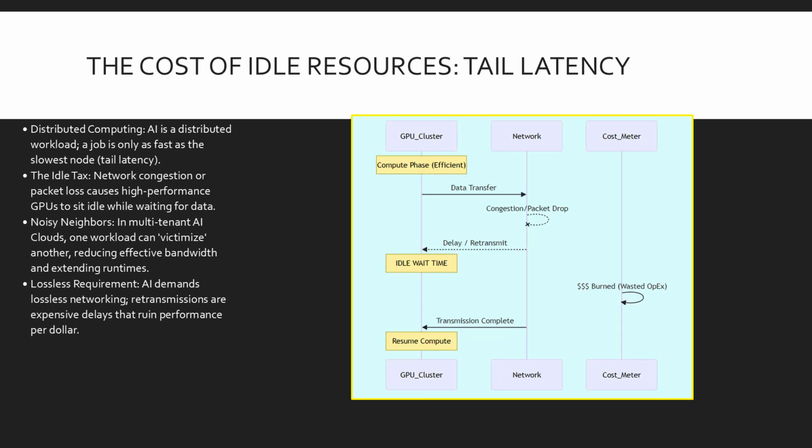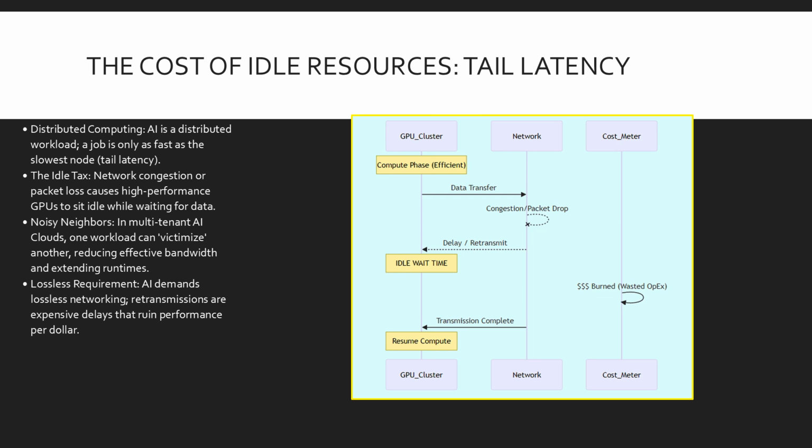The biggest enemy of performance per dollar is the idle tax. Because AI is a distributed computing problem, hundreds of GPUs must synchronize constantly. If the network introduces tail latency, meaning the last packet arrives late due to congestion, the entire cluster waits, forcing expensive GPUs to sit idle. In multi-tenant environments, noisy neighbors can consume bandwidth and victimize your critical jobs, further degrading performance. Standard lossy networks that drop packets force retransmissions, creating delays that directly reduce the effective value of your compute infrastructure. To maximize value, we must eliminate these idle periods.